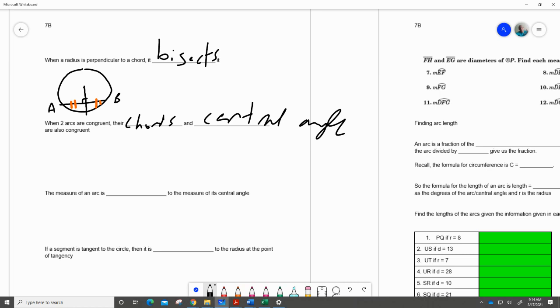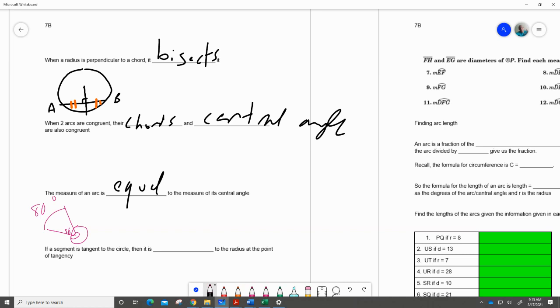All right. So if two arcs are congruent, their chords and central angles are also congruent to each other. Next, the measure of an arc is equal to the measure of its central angle. Just to talk about that real quick, if we have an arc here, let's say this is an 80-degree arc of a circle. Well, if the angle is in the center of the circle, that angle is also going to be 80 degrees, which is pretty self-explanatory because all the angles around the center add up to 360 and the full circle adds up to 360, okay?